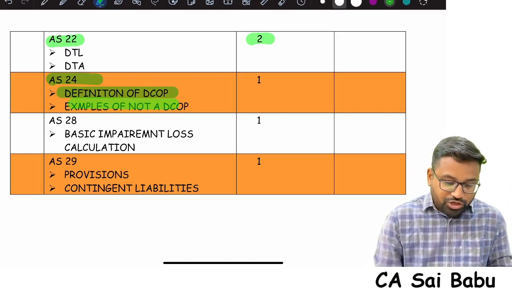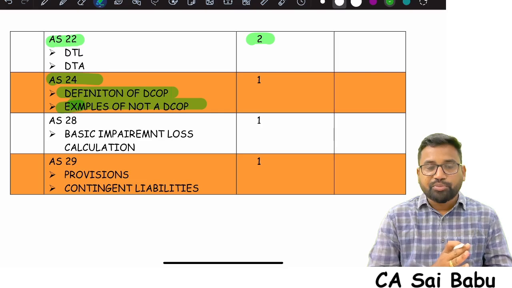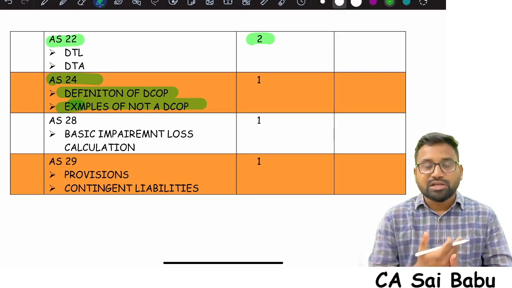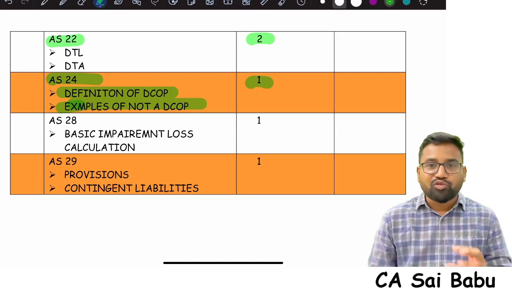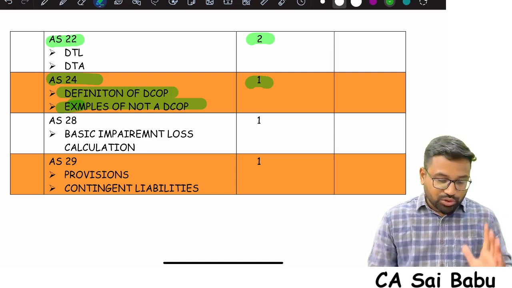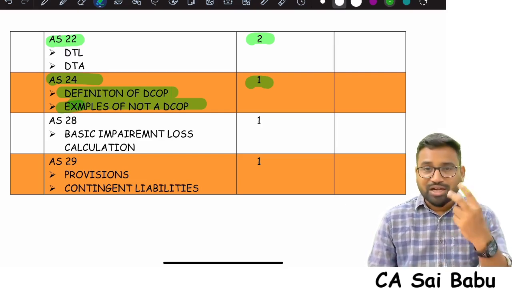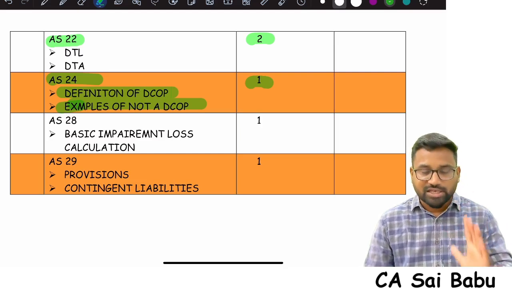AS24, discontinuing operations. Very simple standard: the definition of discontinuing operations and also examples which do not constitute discontinuing operations. I think last time I gave a marathon video relating to it. It will be around 45 minutes, so you can watch it at 1.5x speed. You can complete it in 20 to 25 minutes, and only 2 or 3 questions are there in the study material. If they ask a question, you can easily answer.